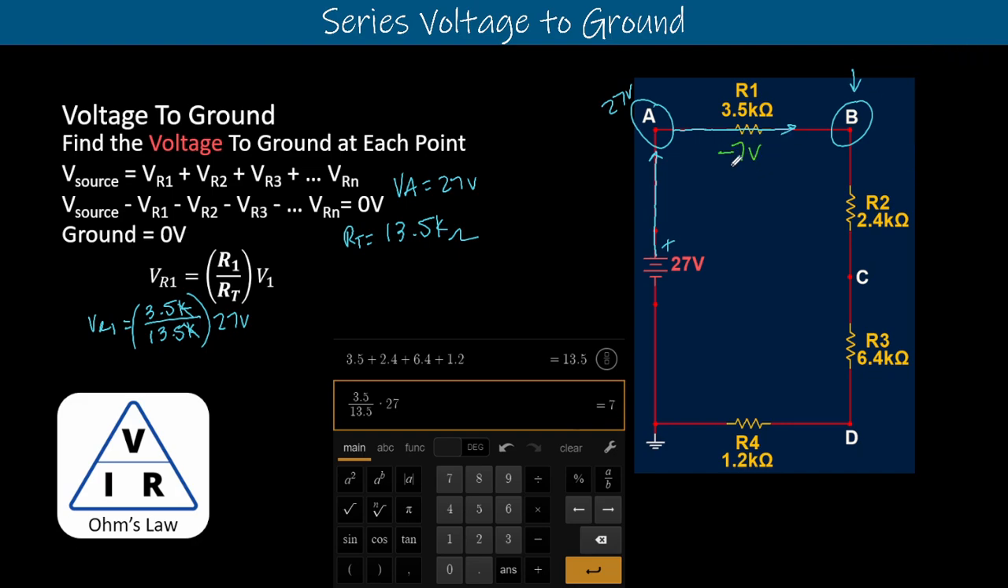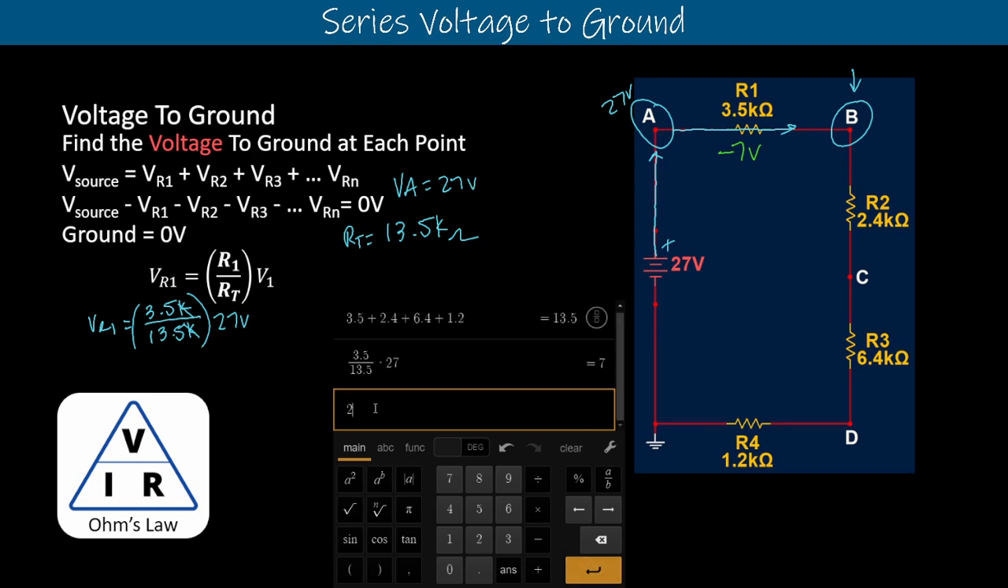Minus 7 volts, right? That's what it's going to leave behind. And so that means that when we look back at our voltage drops, we see 27 starts at the top here. We lost 7 across our R1, so we will be left with the remainder of that. So let's calculate that out. We had 27 before, we lost 7, and now we're left with 20. So node B should be 20 volts.